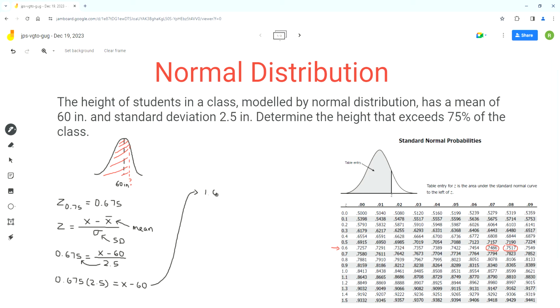1.6875 equals X minus 60. Now we can isolate X by adding 60 to both sides. So the 60s on the right side cancel each other out. When we add these numbers, I get 61.6875.